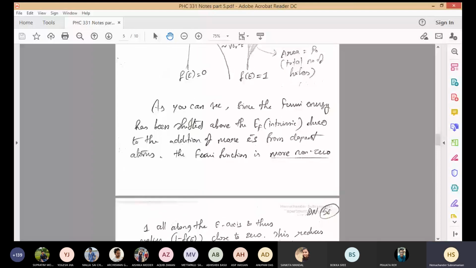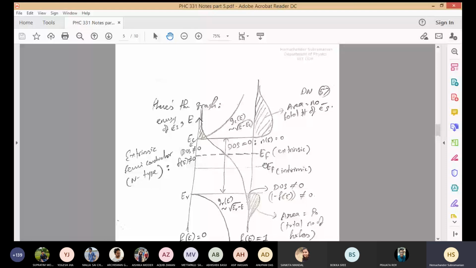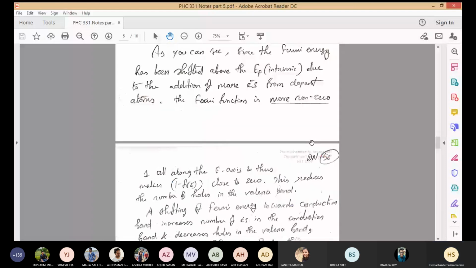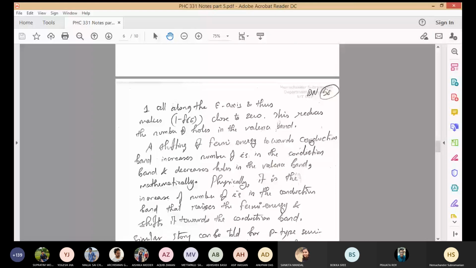So the solid line in the middle is the intrinsic Fermi energy, and the dotted line above is the extrinsic Fermi energy. The extrinsic Fermi energy is moved away from the intrinsic towards the conduction band. Basically, I'm just saying the same thing here.